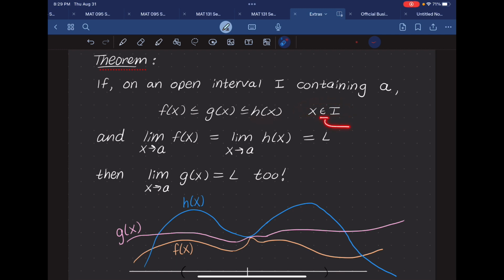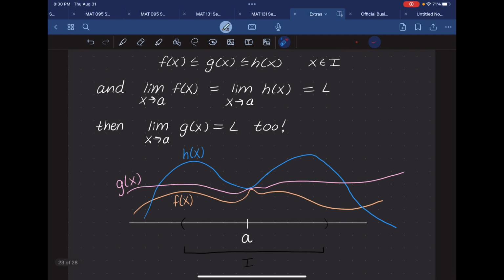So this little symbol here just means in. And if we have that the limit of f of x is equal to the limit of h of x, which is both are equal to L, so these two sides have the same limit as x goes to a, then basically g of x is going to have the same limit, essentially because it gets squeezed in between f of x and h of x.